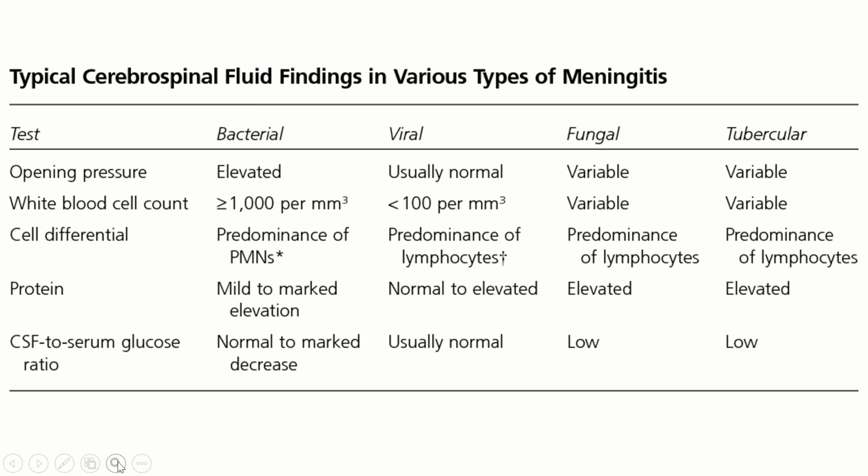Whenever a clinician performs a lumbar puncture, they will note down the opening pressure. If it is elevated, it is more in favor of acute pyogenic meningitis. The total count in the CSF will be more than 1000 per cubic millimeter. In the differential count, you will see predominantly polymorphonuclear cells, that is neutrophils. Protein will be mild to markedly elevated, and the CSF to serum ratio of glucose will be normal to markedly decreased in bacterial meningitis.